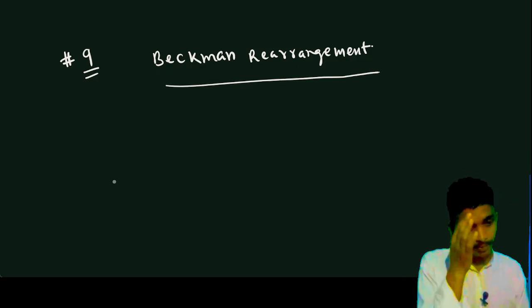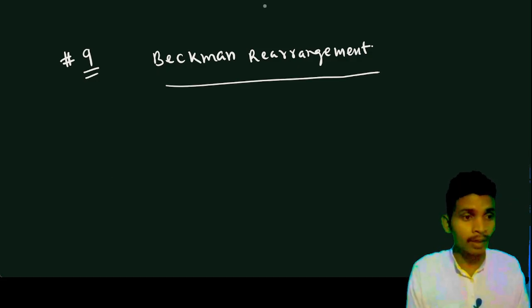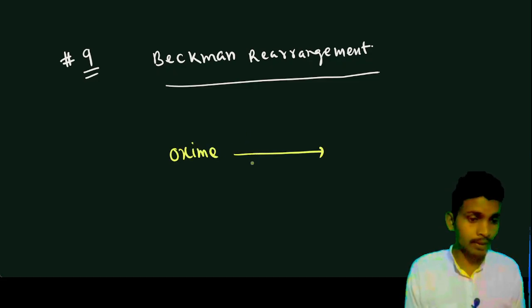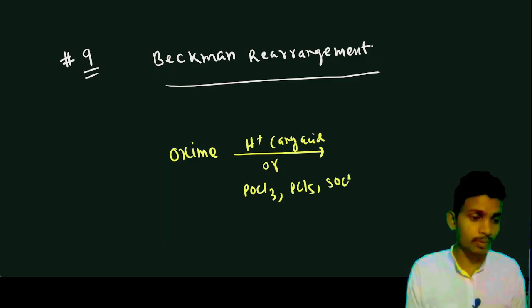So in this name reaction, what is given most of the time? The oxime is given to you, and with that oxime, any acid group is there, H plus from any acids, or it may be given POCl3, or PCl5, or SOCl2. So if any of these is given, then this oxime is converted to the amide group.